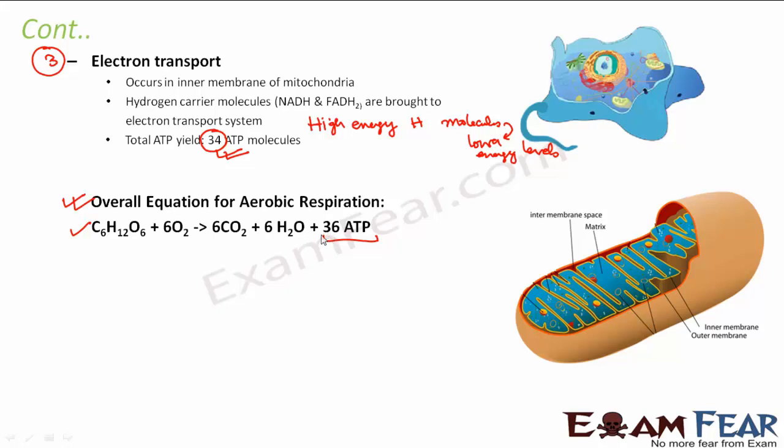Now if we even include the glycolysis part, which is common to both aerobic and anaerobic, then you can say that it is 38. So in many places you will see that it says that in aerobic respiration 36 to 38 molecules of ATP are produced. It is 36 when you only include the aerobic respiration part, that means when you only include the part which involves oxygen. It is 38 when you also include the glycolysis part. So this is the overall equation of aerobic respiration.